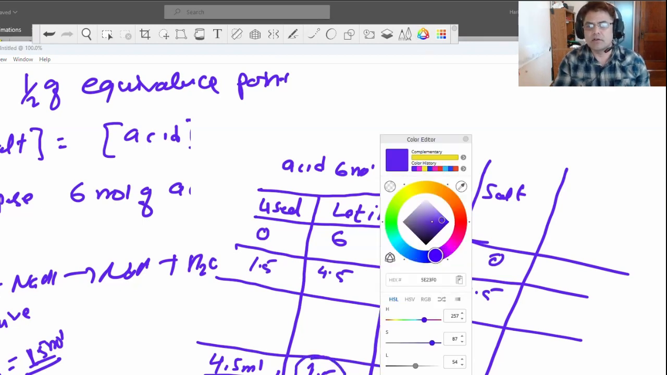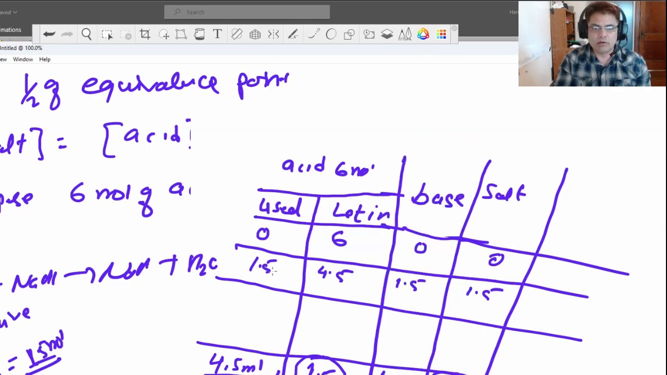Okay, let me take another color so that you can see better. Now at 1/4 of your equivalence point, your salt is 1.5 in the flask, but acid is 4.5. At that point they are not equal. At 3/4, it is also not equal, right? Acid is 1.5 left, but the salt is 4.5.